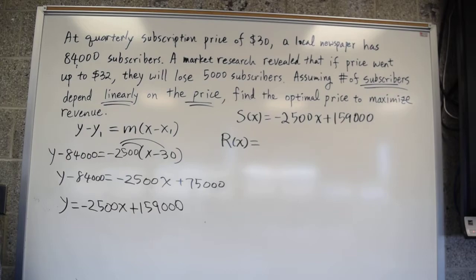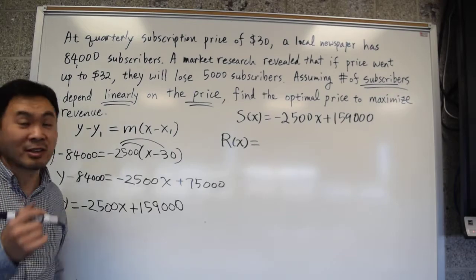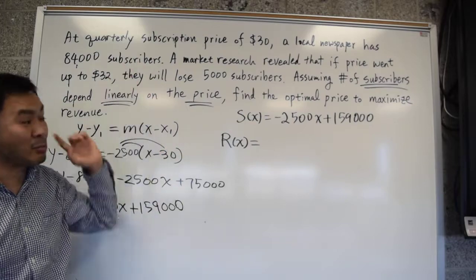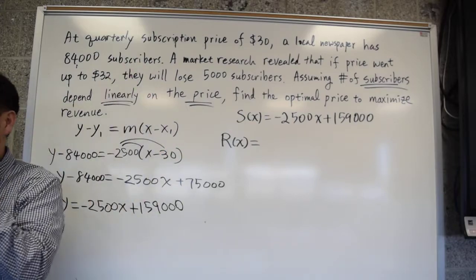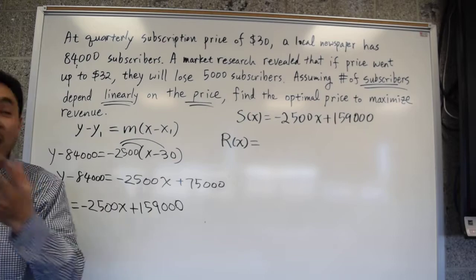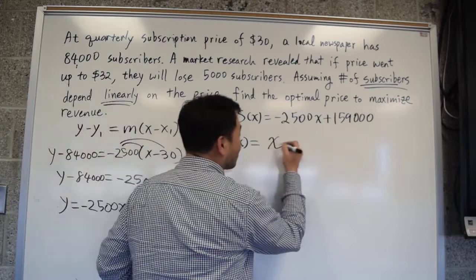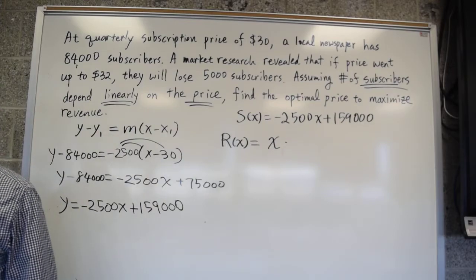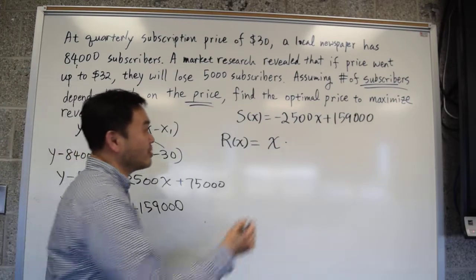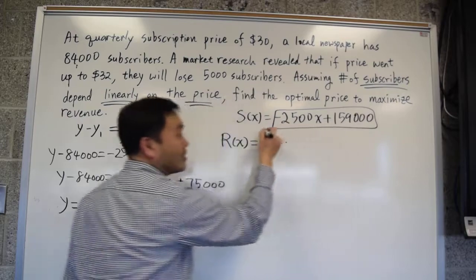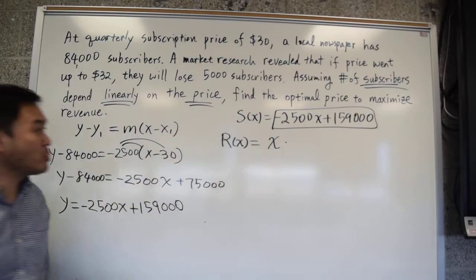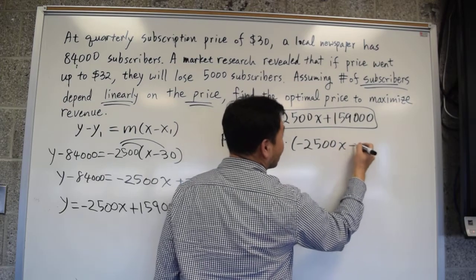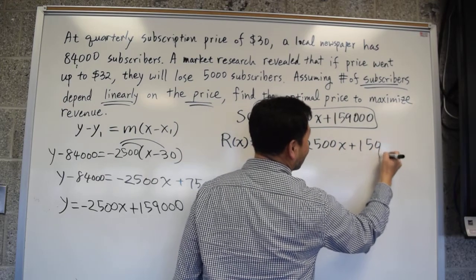Any ideas? Times price. So what is the price in our equation? 30. Well, that was an example, but what variable were we using, or function were we using? X. X was the price, right? So X times what? Subscribers. Well, what is the subscriber? 20. This one's a subscriber, right? So we multiply that: negative 2,500x plus 159,000.